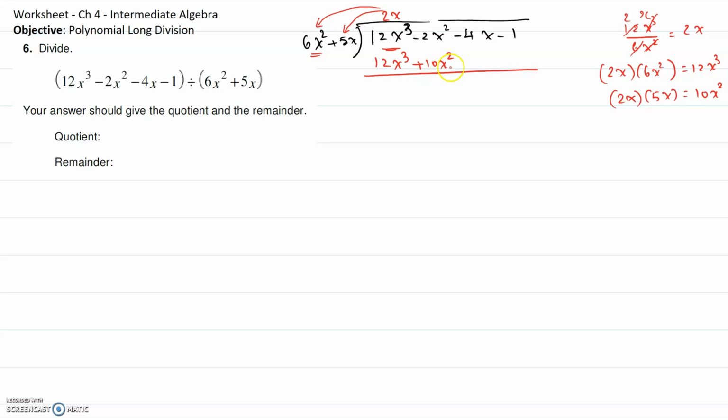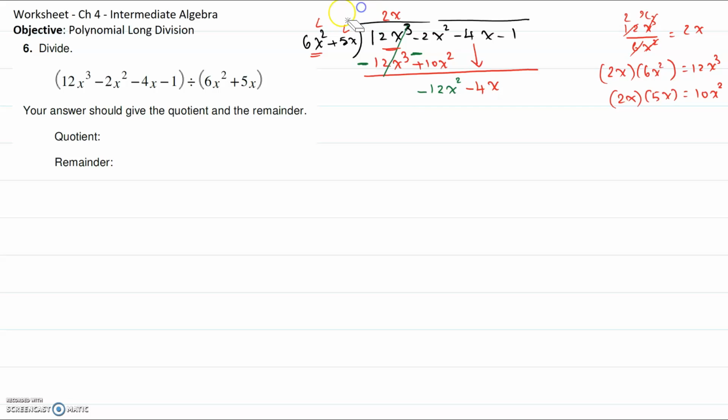Now we are going to subtract the second row from the first row. Whenever you subtract, you'll have to change the sign in every term on the second row. So plus will become minus, minus will become plus. In this case, both terms were plus. Now we are changing to minus. So 12x cubed minus 12x cubed, they get cancelled out. Minus 2x squared minus 10x squared, that becomes minus 12x squared. Just like ordinary division, we are going to bring in the negative 4x from the top.